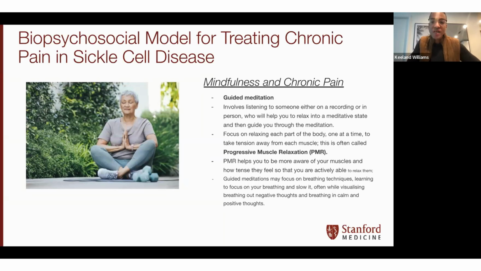This meditation involves listening to someone, either on a recording or in person, who will help you relax into a meditative state and then guide you through the meditation, focusing on relaxing each part of the body one at a time and taking tension away from each muscle. This is often called progressive muscle relaxation. Essentially, you focus on, let's say, one thigh muscle, tense it, relax it, acknowledge it, tense it, and relax it. Doing that progressively, you gain some internal control over that body part, and hopefully the idea is you gain some control over the pain as well. This practice helps you be more aware of your muscles and how tense they feel, so that when able, you can actually relax them.